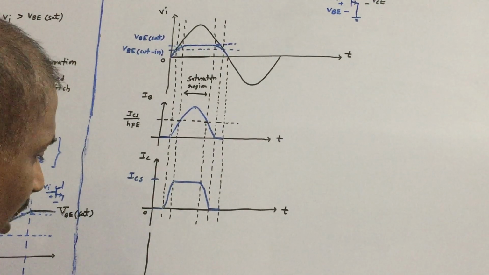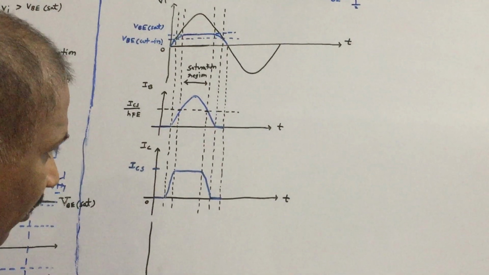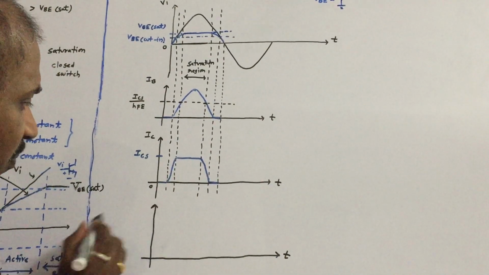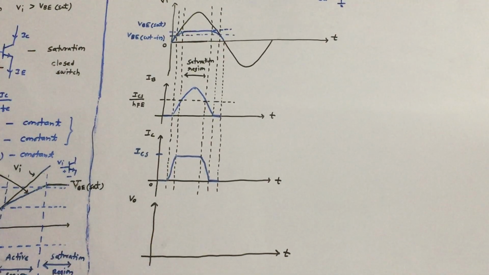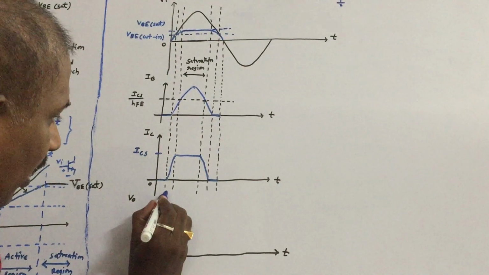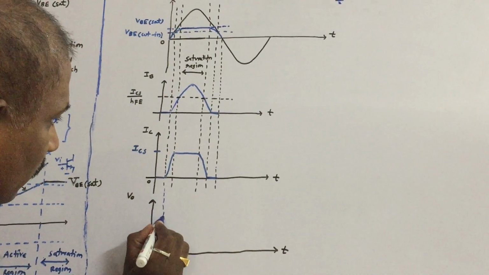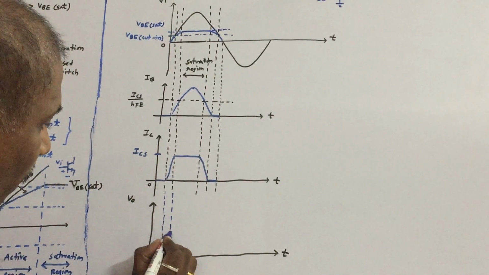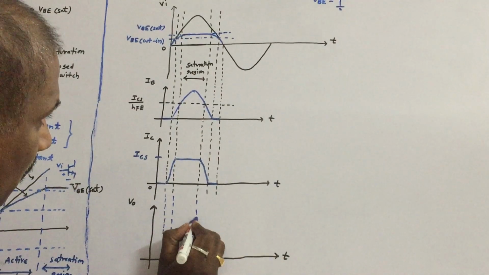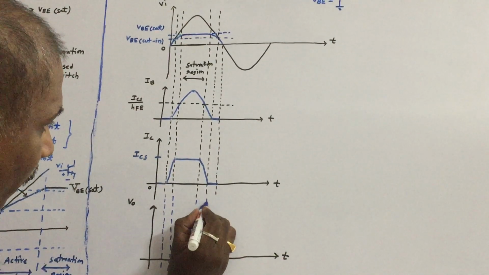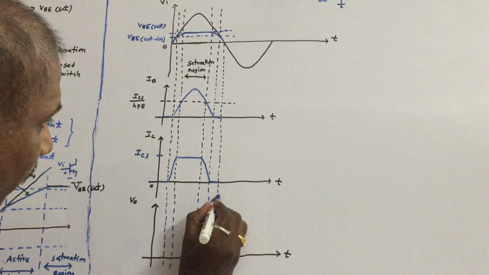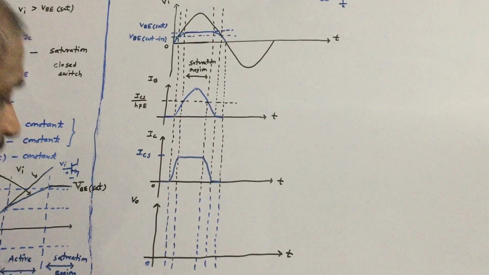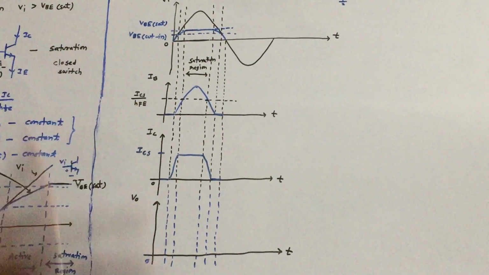Finally, what we have to draw is the output voltage. That will finish the circuit with the sinusoidal input. Very simple. Once you know the basic concepts of the transistor, you can clearly draw the output waveform. Let us project this further. You can clearly see that.